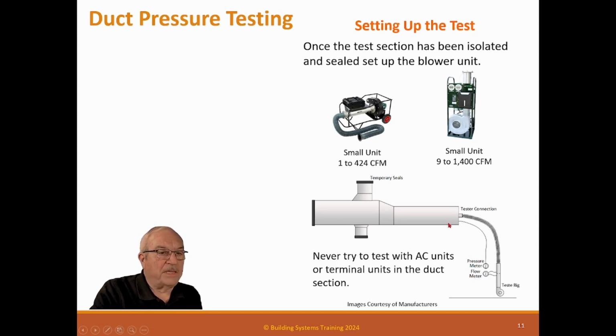Never try to test with ACE units or terminal units in the duct section. So if this had a VAV box here, you could never test through a VAV box. Equipment, they leak a lot, so you don't want to try to test those. No terminal units, no air handlers, no fan coil units. None of that in the duct. You have to isolate it from those units because we're testing just the ductwork.